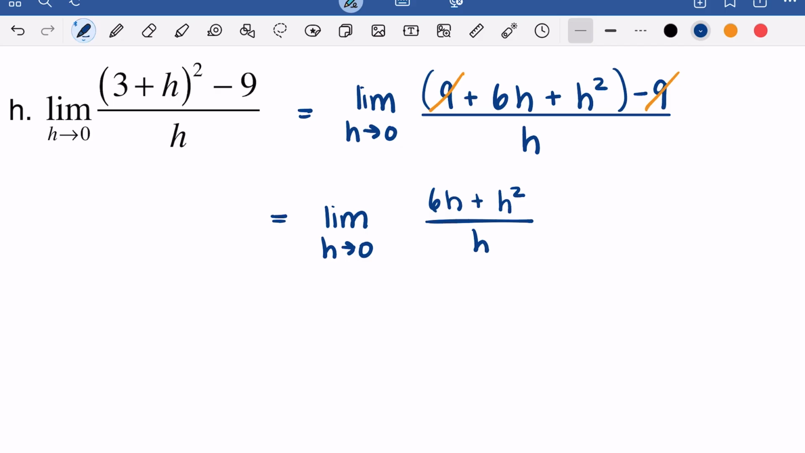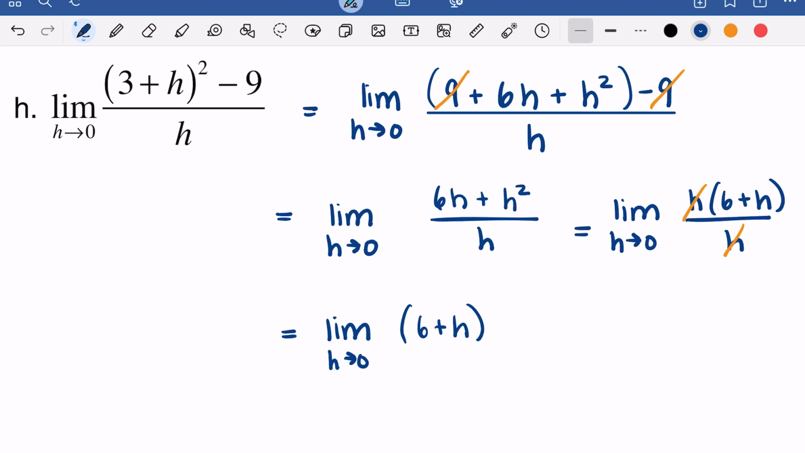Now I notice all 3 of these terms have an h. So I'm going to go ahead and take an h out of the numerator using a GCF. And now I can see the h in the numerator and the h in the denominator cancel, and I'm left with the limit as h approaches 0 of 6 plus h. Now that is something I can use the direct substitution property on, which will give me 6 plus 0, which equals the value 6.